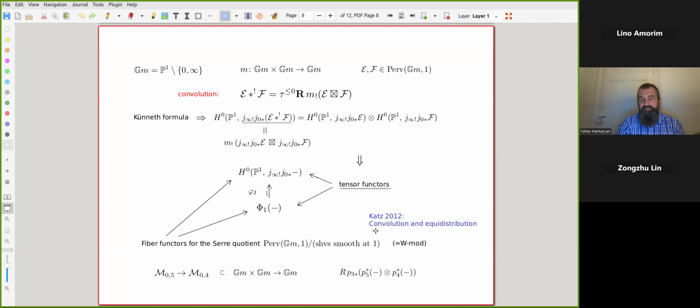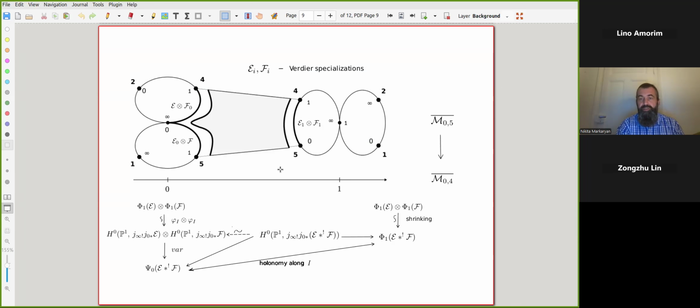You can define convolution in terms of projection of M05 to M04, and then this is a standard thing. You have many projections from M0, many projections corresponding to forgetting points. So you have pullbacks, and then you push forward, and then in other projections. So the standard convolution in terms. So here is the picture.